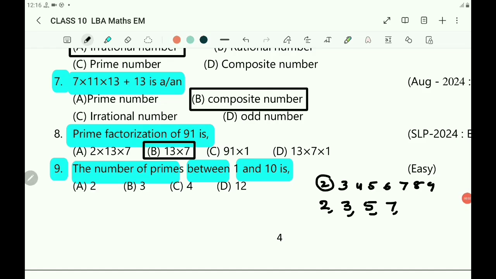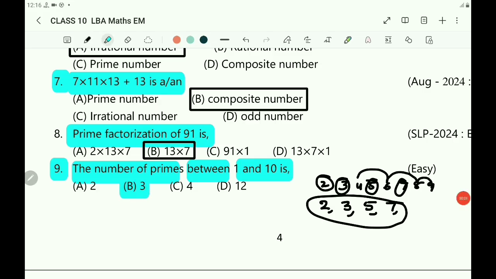The prime numbers are 2, 3, 5, 7. And the remaining numbers are composite numbers, as they are having more than 2 factors. And these 4 are the prime numbers which are having only 2 factors, 1 and that number. So then what is the answer? Option C is the answer. Here once you go through the options: option B 3, option C 4, option D 12. So option C is the answer.